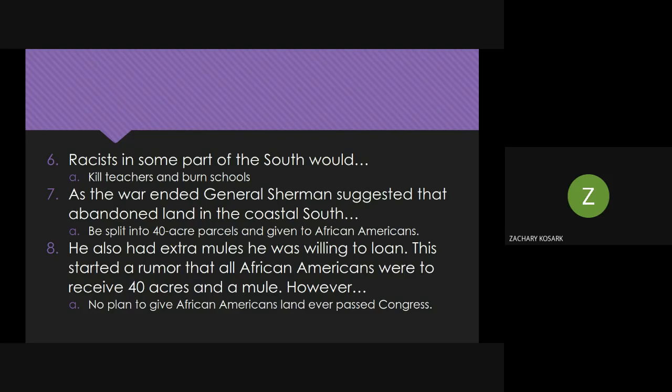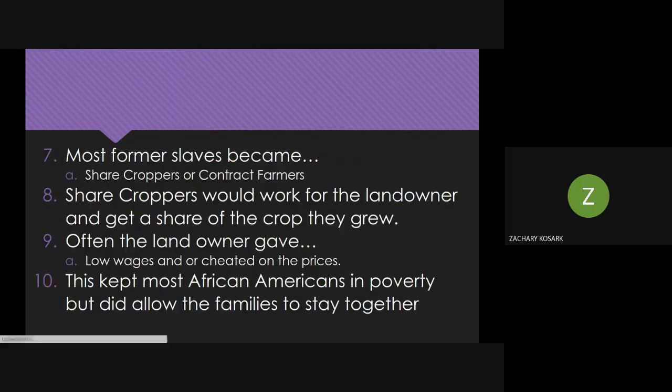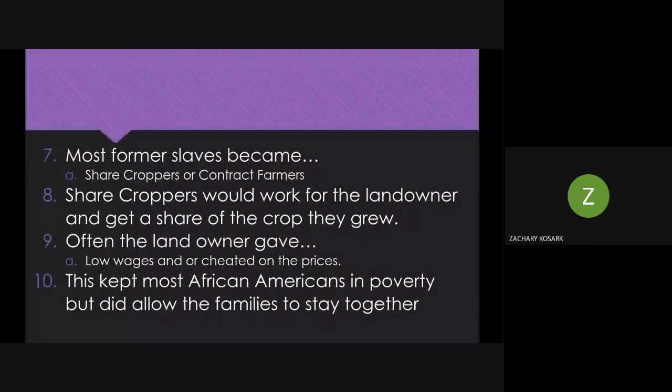This never really gets to Congress. It never becomes a focus of, we're going to pass this law. But it does show that there are some people thinking about what is going to happen to enslaved people after the war. Most former slaves became sharecroppers or contract farmers.